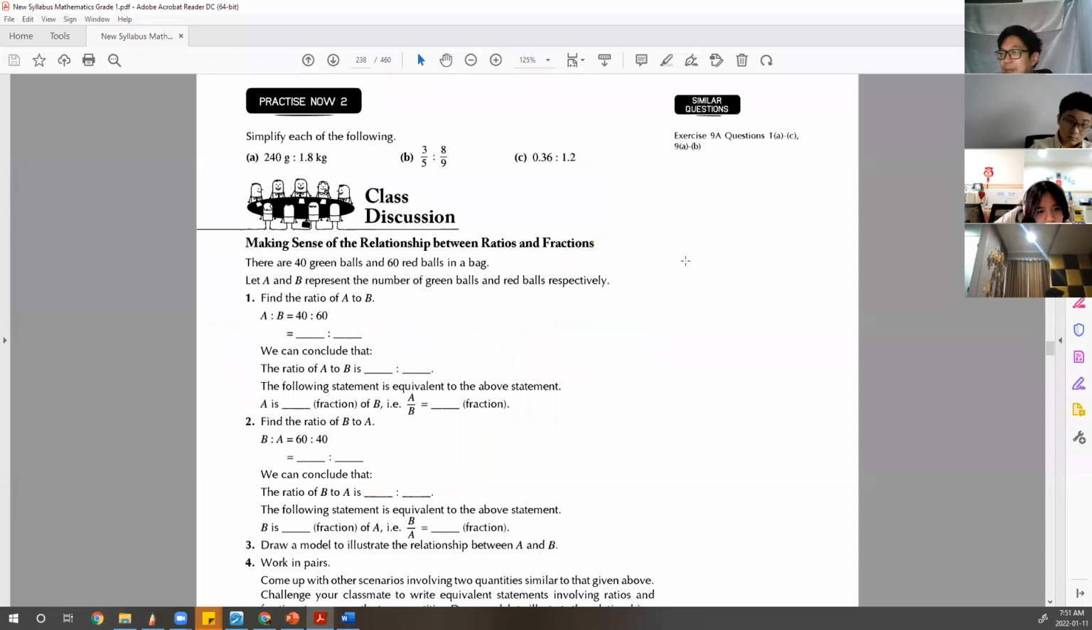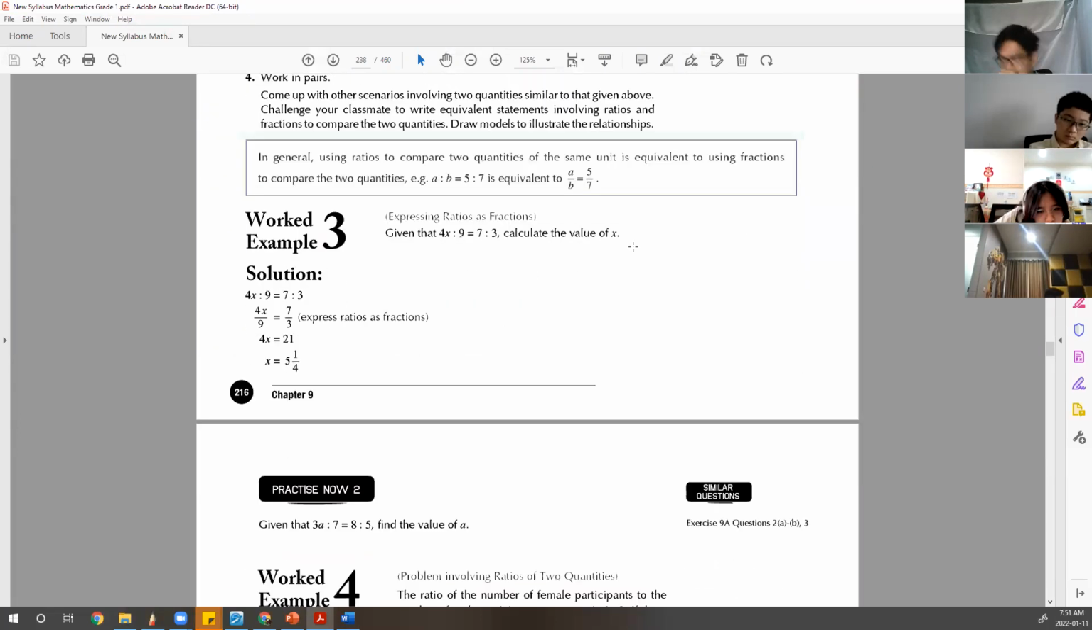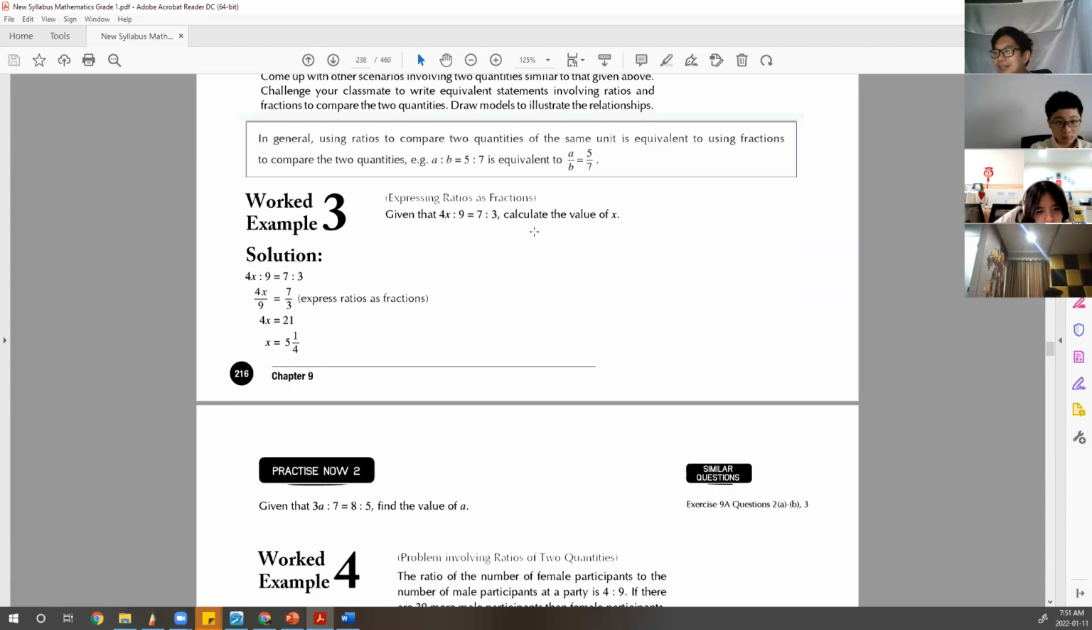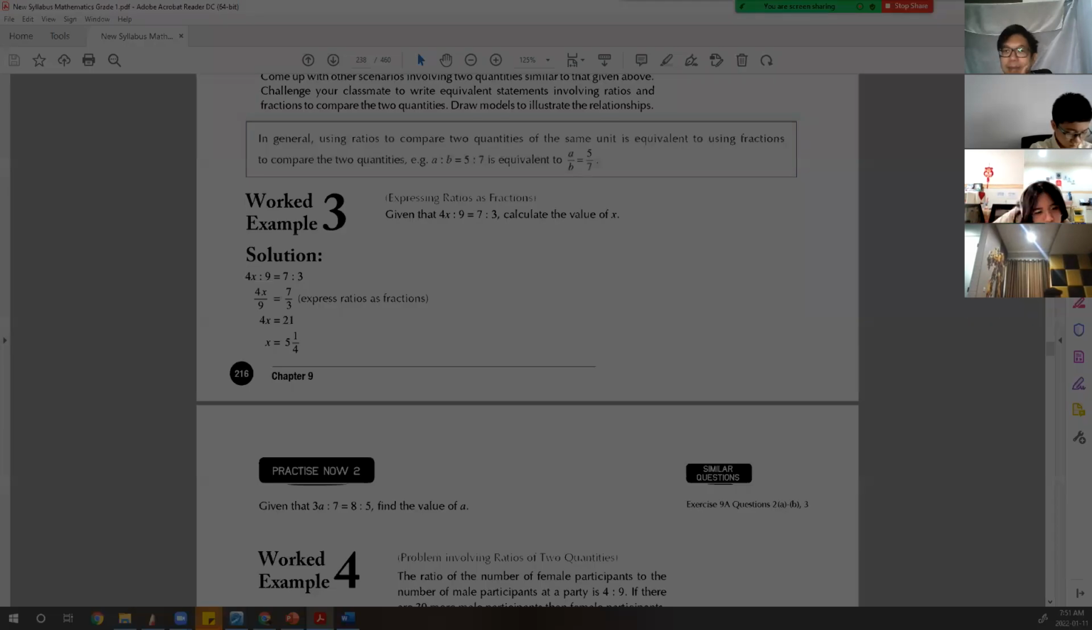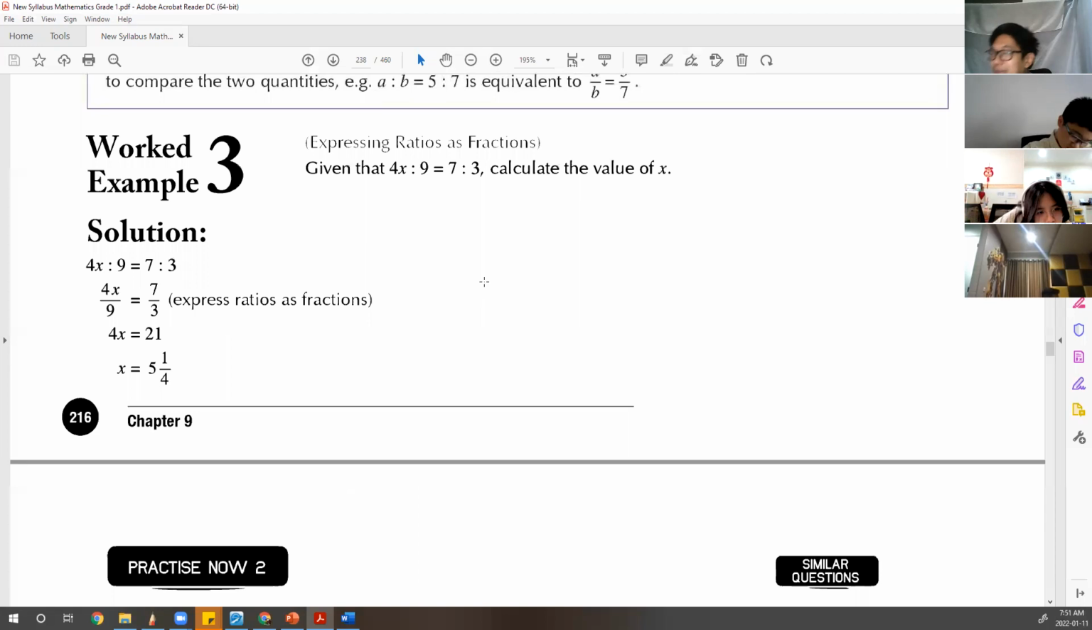Misalnya short problemnya mana? Nah, ini dia. Belum, expressing. Nah, ini expression-nya. Saya selalu kasih yang gampang-gampang dulu. Work example dulu. Given that 4x by 9 is 7 over 3, we learn algebra, right? Kita udah belajar algebra. Sekarang 4x over 9 means 4x by 9, right? Equals 7 by 3.